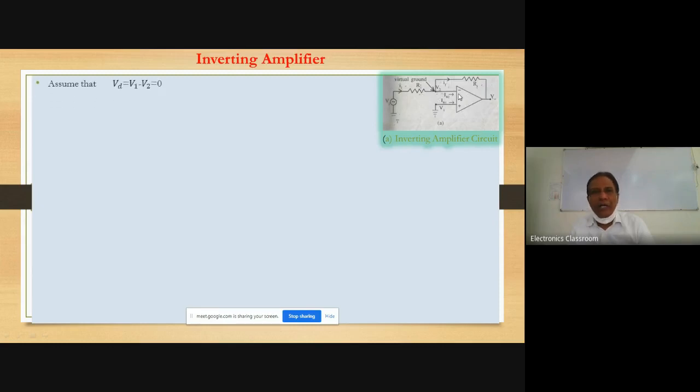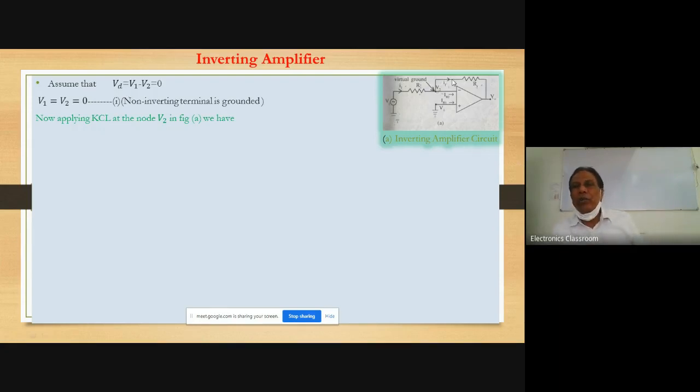Since this is an inverting terminal, that is V, and V is a voltage source which is applied to the inverting terminal via resistance Ri, and there is a feedback connectivity between the V0, so that amplifier is known as an inverting amplifier. Okay, we can try to understand that. Assume that VD is nothing but the differential input, and V0 is the output.